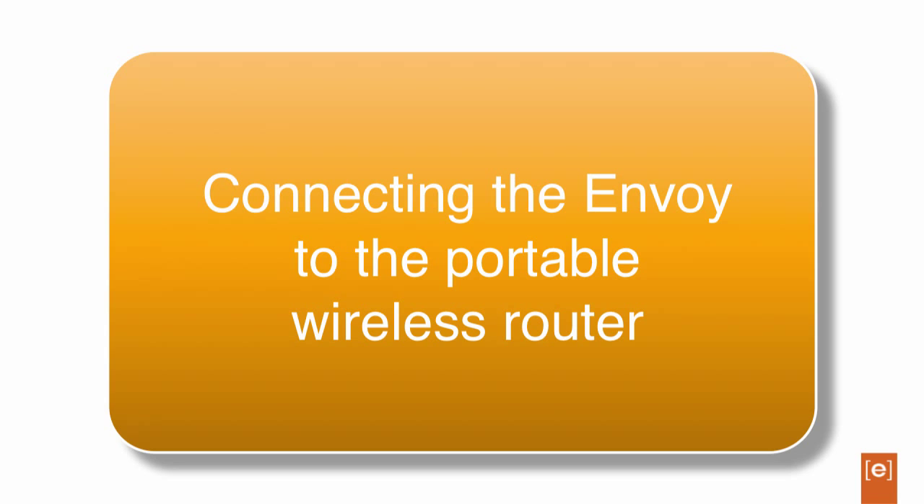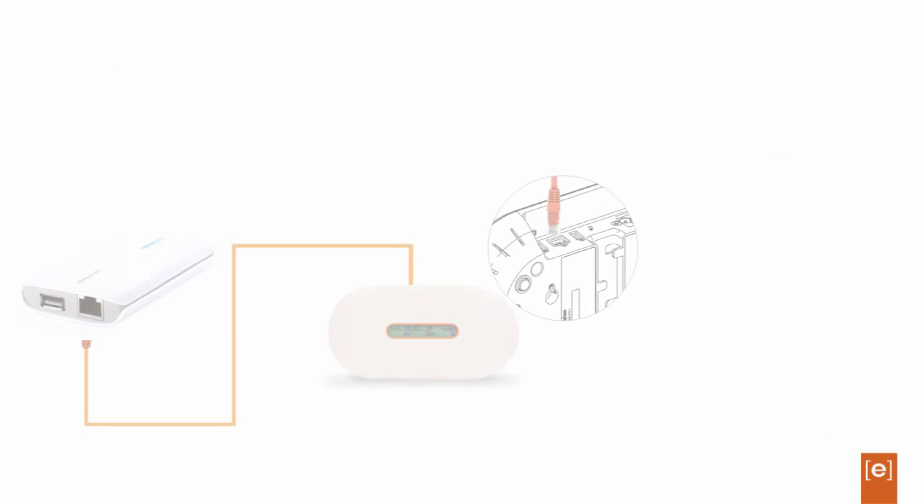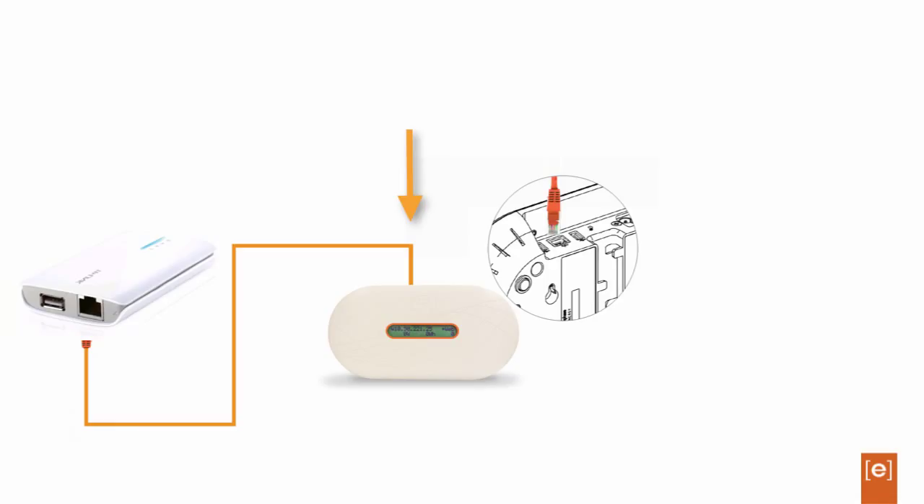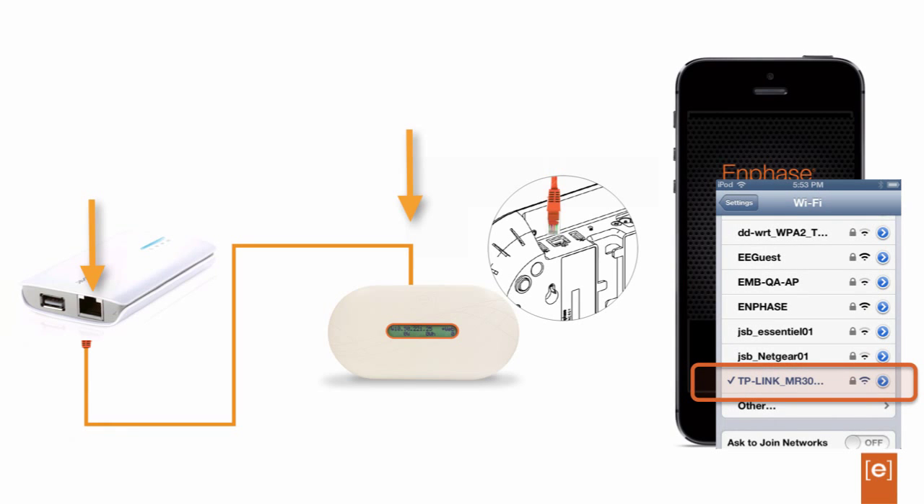The first step in connecting the iOS device to the Envoy is to set up both the Envoy and the iOS device on the same wireless network. Take one end of the Ethernet cable and plug it into the LAN port of the Envoy. Take the other end of the Ethernet cable and plug it into the LAN port of the portable wireless router. Next, connect the iOS device to the wireless network that is provided by the portable wireless router. You can now access the Envoy from the mobile device.